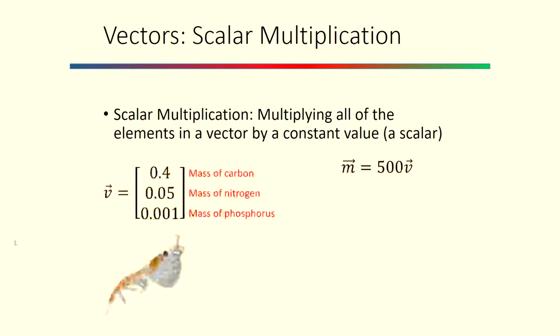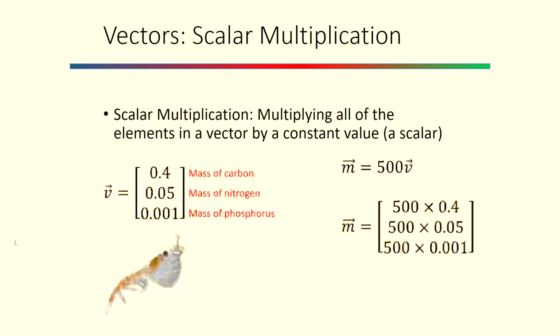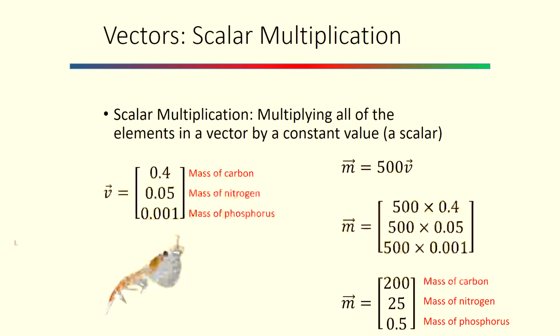Let's call the new vector m. It will be equal to 500 times v. We then compute that m is equal to 500 times 0.4, and 500 times 0.05, and 500 times 0.001. m is thus equal to 200, 25, 0.5, and we know that our sample has 200 milligrams of carbon, 25 milligrams of nitrogen, and half a milligram of phosphorus.